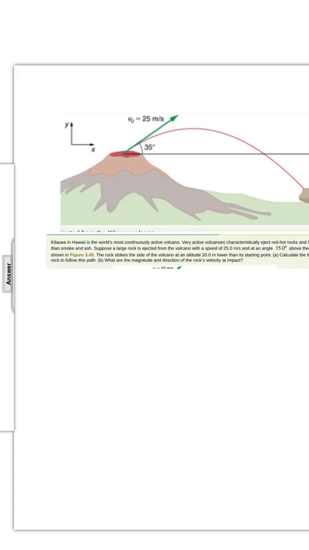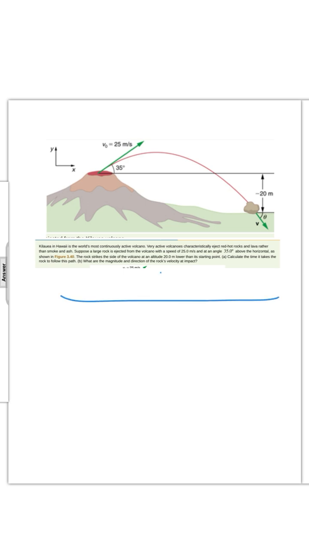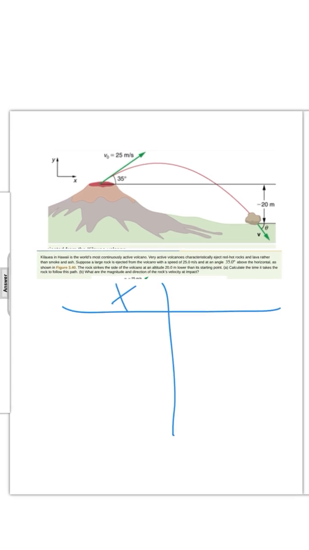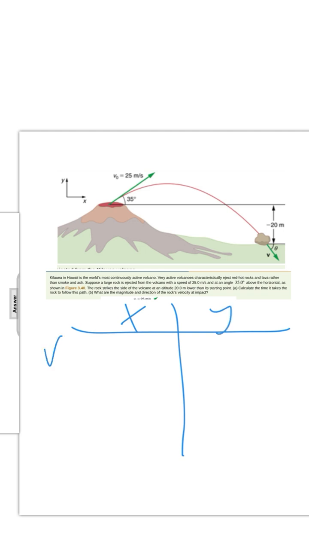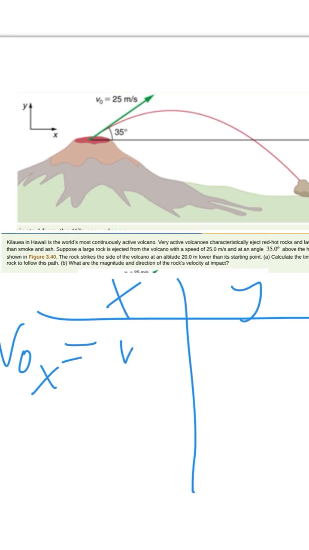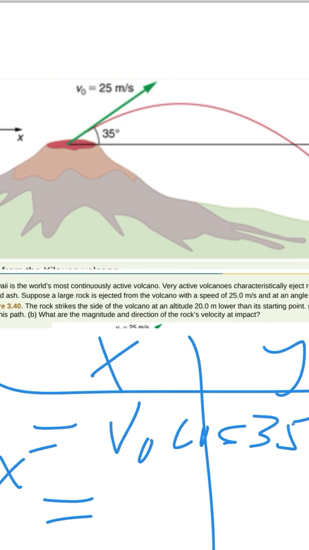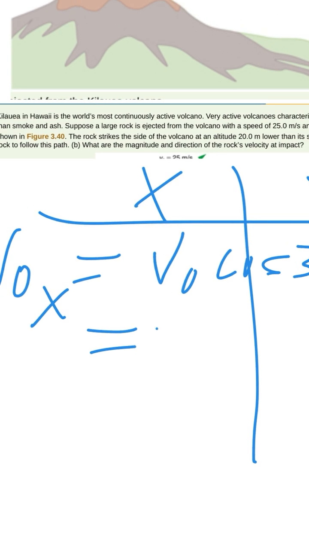Oh, actually, on this one, you don't need the quadratic formula, so it's doable without it. Let's just set up the table, just for interest's sake, X, Y. So VOX is equal to VO cosine of 35. That would be 25 times cosine of 35, which comes out to 20.48.